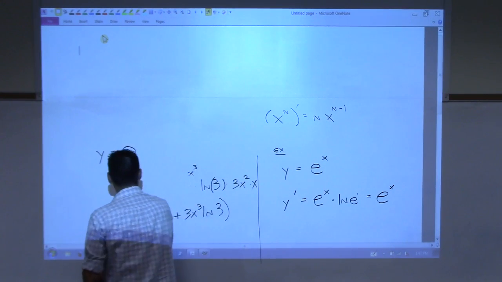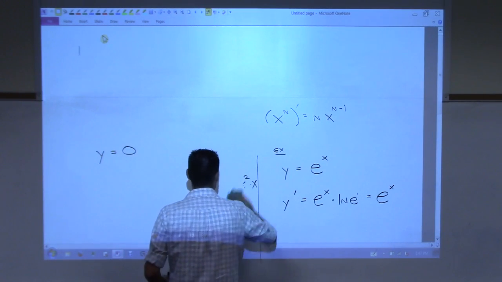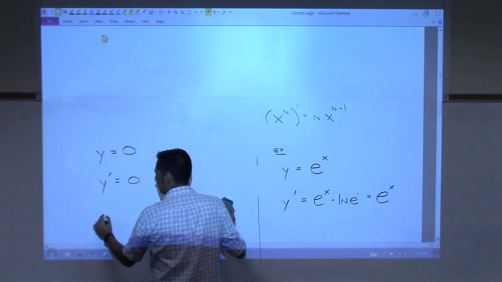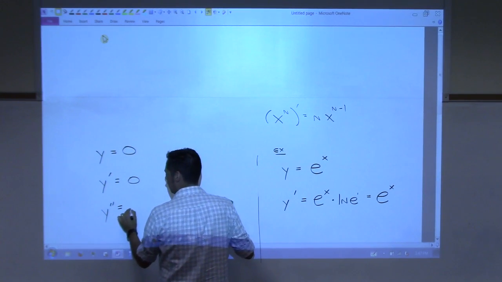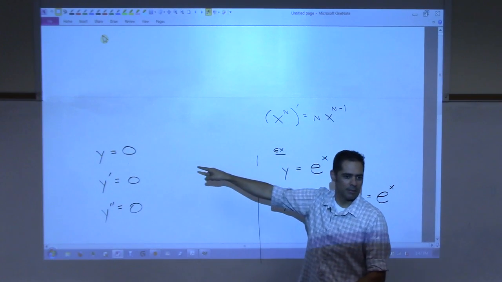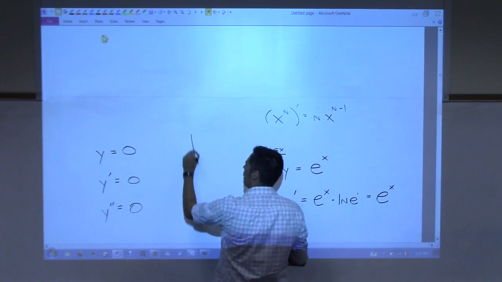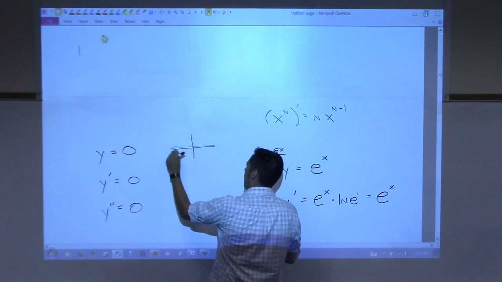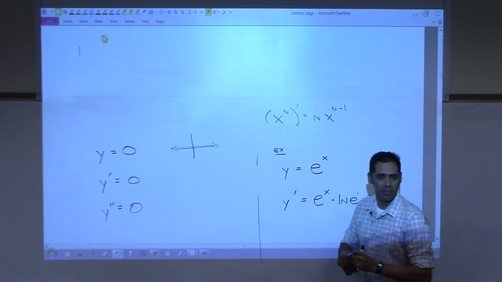y equals 0. What is the derivative of y equals 0? 0. What's the second derivative? 0. But what does that function look like? It's a flat line, right? It's just a horizontal line. It's the x-axis. And that's a pretty boring function.